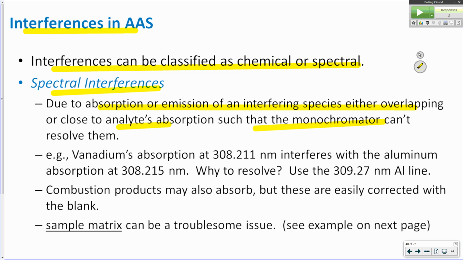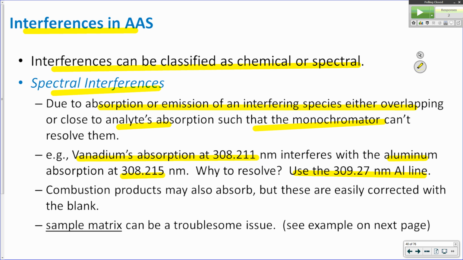So if you look at vanadium's absorption at 308.211 nanometers, it interferes with a signal from aluminum that's at 308.215 nanometers. So that's only 0.004 of a nanometer difference. You can't resolve it, so what would you do if you were analyzing aluminum? You would just go to a different line for aluminum. Okay, so every element has multiple lines. You pick a different line.